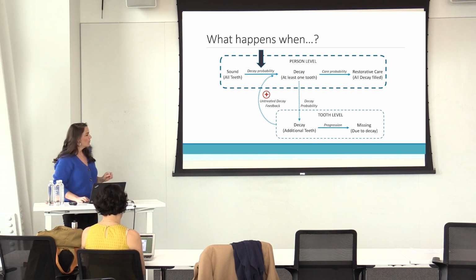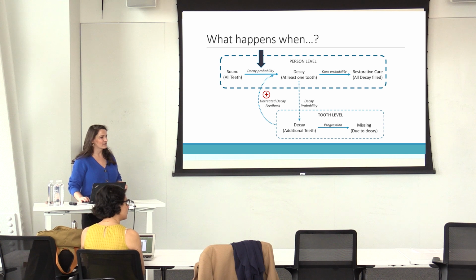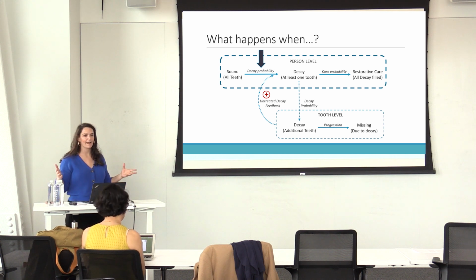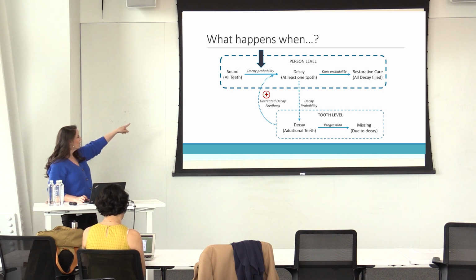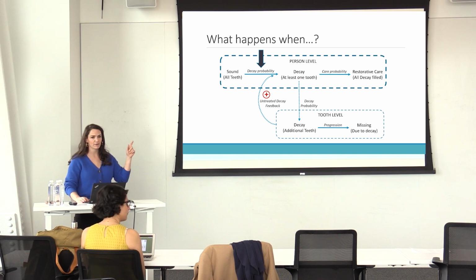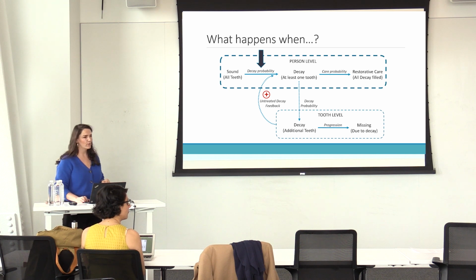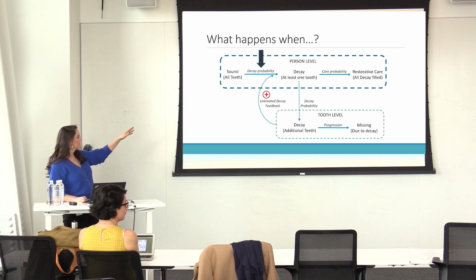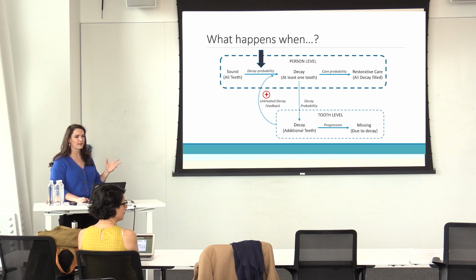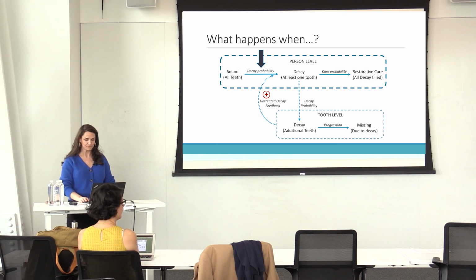So what's nice about agent-based models is that we can ask what happens when. So we can ask what happens when we intervene on the decay probability from sound to decayed, and what happens when we intervene on the care probability from decayed to restorative care. And we can ask these questions about what happens to the disparities in the population or the population distributions when these things occur.